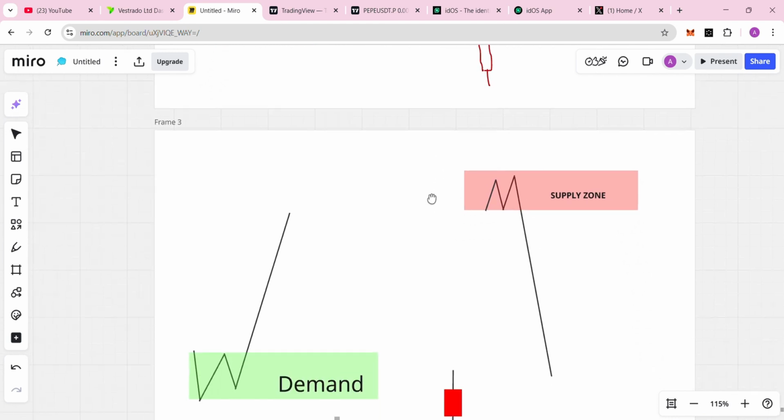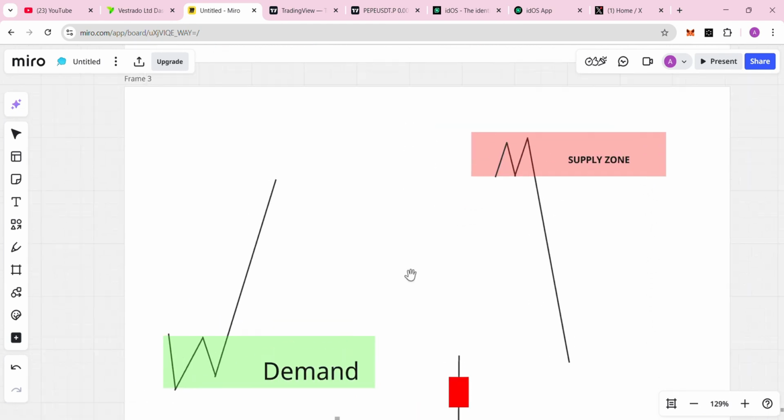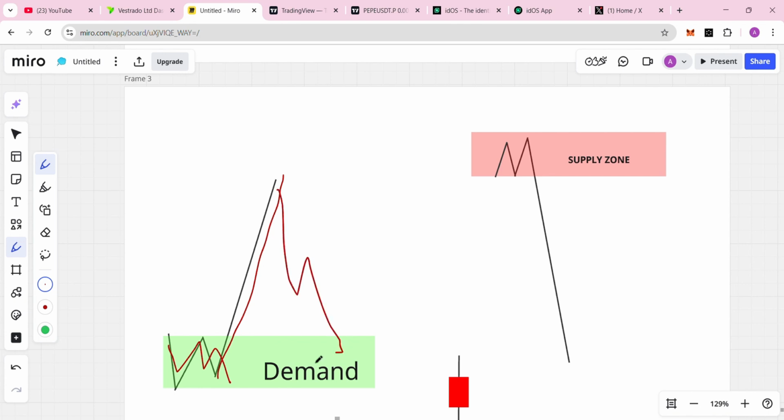So what exactly is a supply zone? This is how it will look on your chart. This is how a typical zone looks: you will see a little range before the massive movement to the upside. The idea is that once the price returns to this zone again, the price should buy aggressively to the upside.